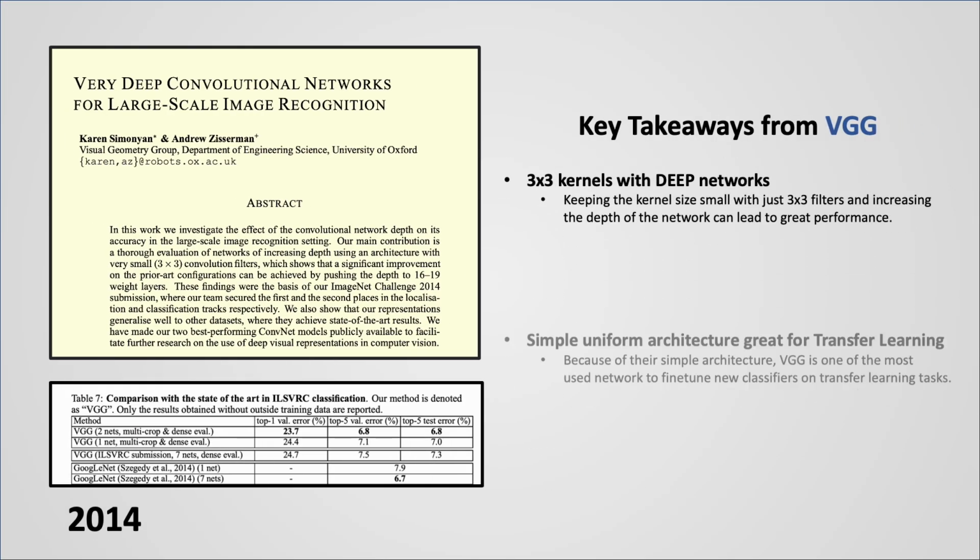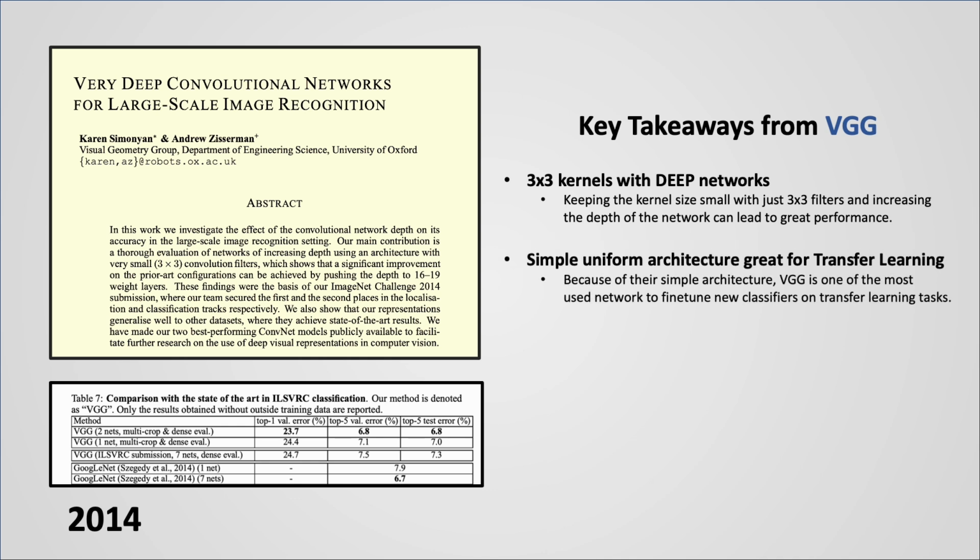Training with deep 3x3 convolution layers became the standard for a long time in CNN architectures because of the VGG network.